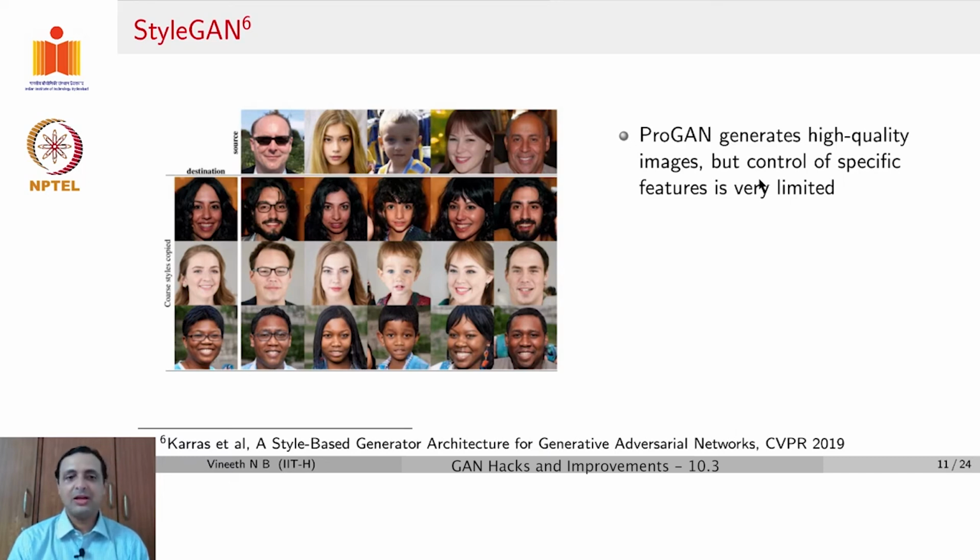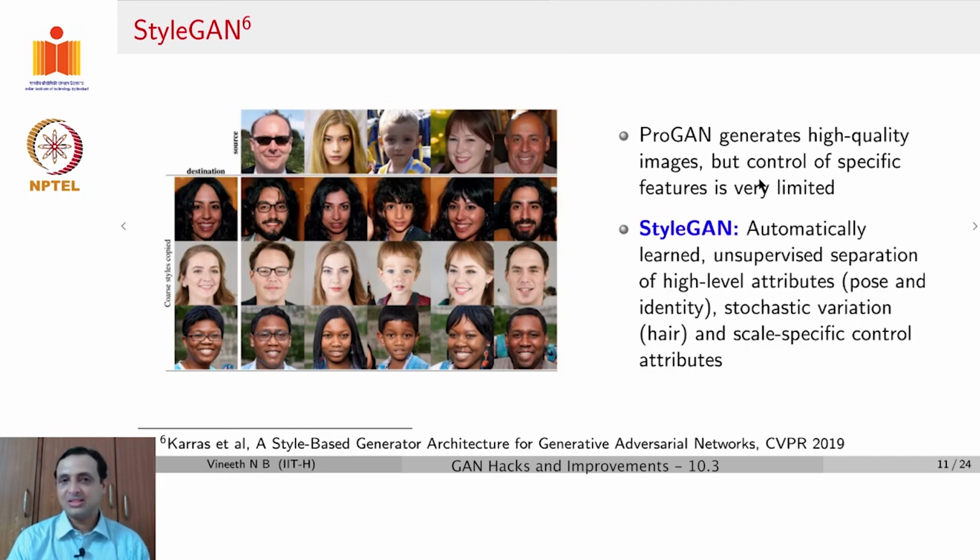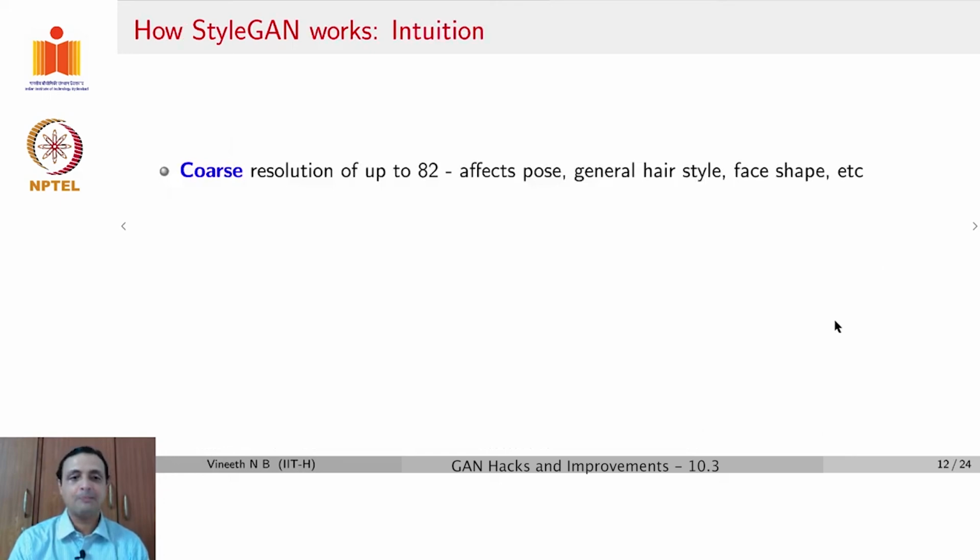StyleGAN's objective is to be able to control the generation of an image using a particular predefined style. How does it do it? It automatically learns unsupervised separation of high-level attributes. Examples could be pose and identity for face images, stochastic variation such as hair, which could have a lot of randomness, and scale-specific control of attributes.